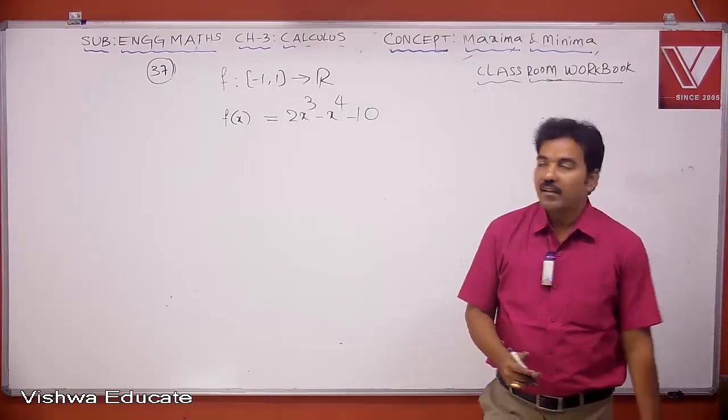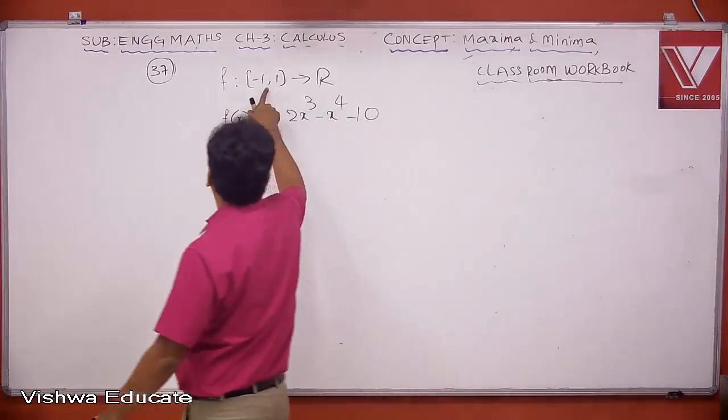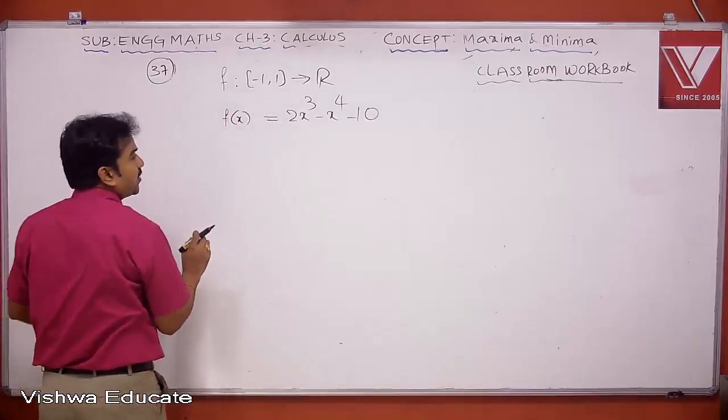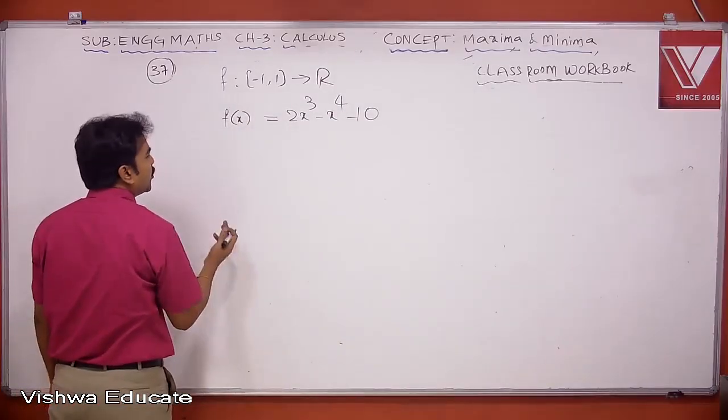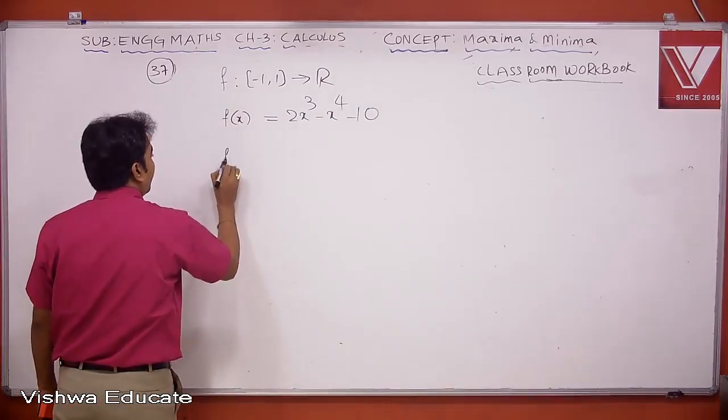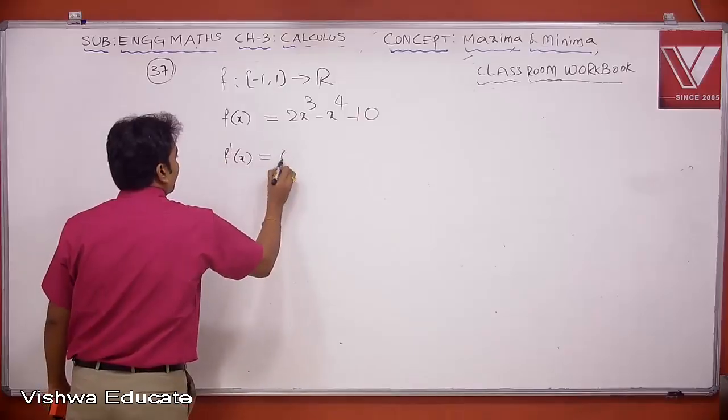Here, what is the domain? Domain is closed interval a comma b. So we should not apply the second derivative test. But as usual, you find the stationary points. f dash of x equal to 0.